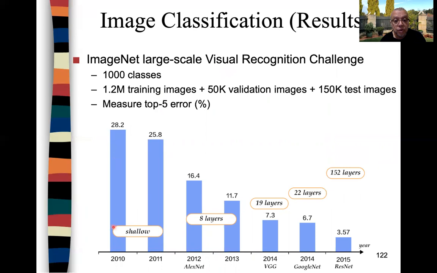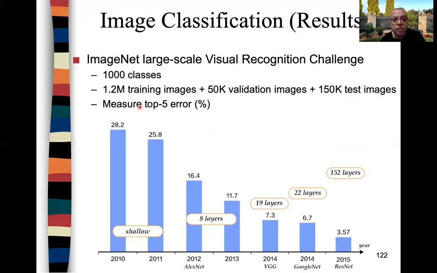So this is with ImageNet, the ImageNet large-scale visual recognition challenge. ImageNet has 1,000 classes, and the data set has 1.2 million training images, 50,000 images used for validation, and 150,000 used as test images.